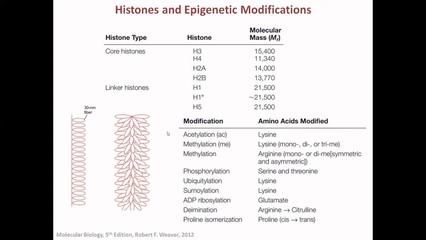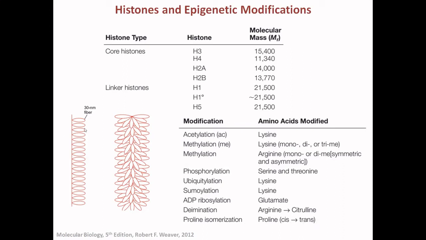And the post-translational or epigenetic modifications we discussed are acetylation, methylation, phosphorylation, ubiquitinylation, as well as sumoylation of the lysine, ADP ribosylation of the glutamate, deamination of the arginine to citrulline, and proline isomerization from the cis to the trans form.